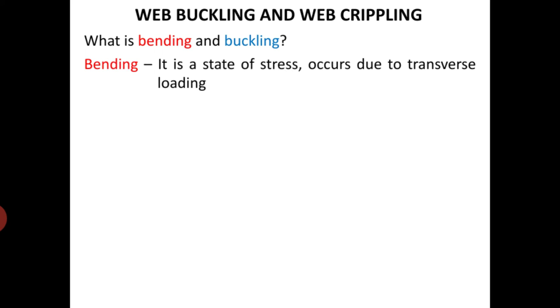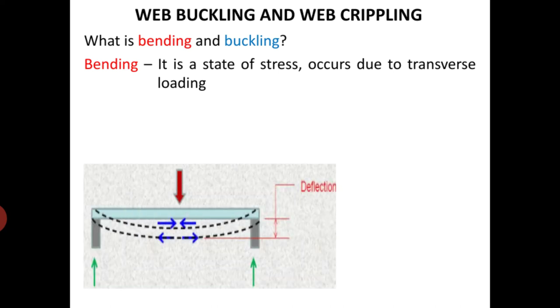Bending is a state of stress that occurs due to transverse loading. Always the beam is subjected to transverse loading, and the load is acting perpendicular to the longitudinal axis. Because of the transverse loading in this beam, stresses will be induced, hence it is a state of stress.